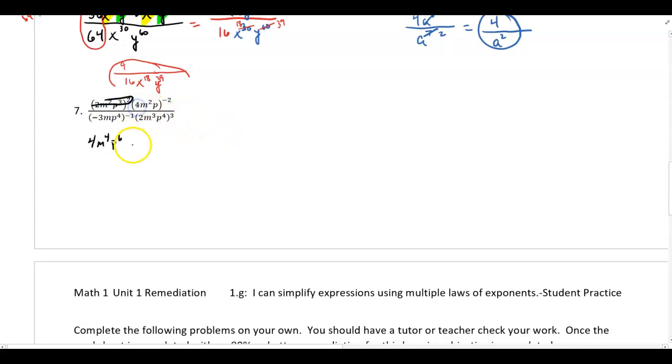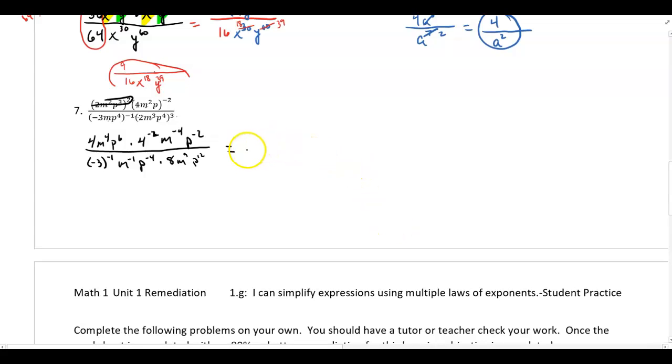Next one, 4 times 4 to the negative 2, m to the negative 4, p to the negative 2, all over negative 3 to the negative 1. So negative 3 to the negative 1, m to the negative 1, p to the negative 4 times 2 to the third, and I'm just going to simplify that to 8. M to the third is m to the ninth, then p to the 12th.